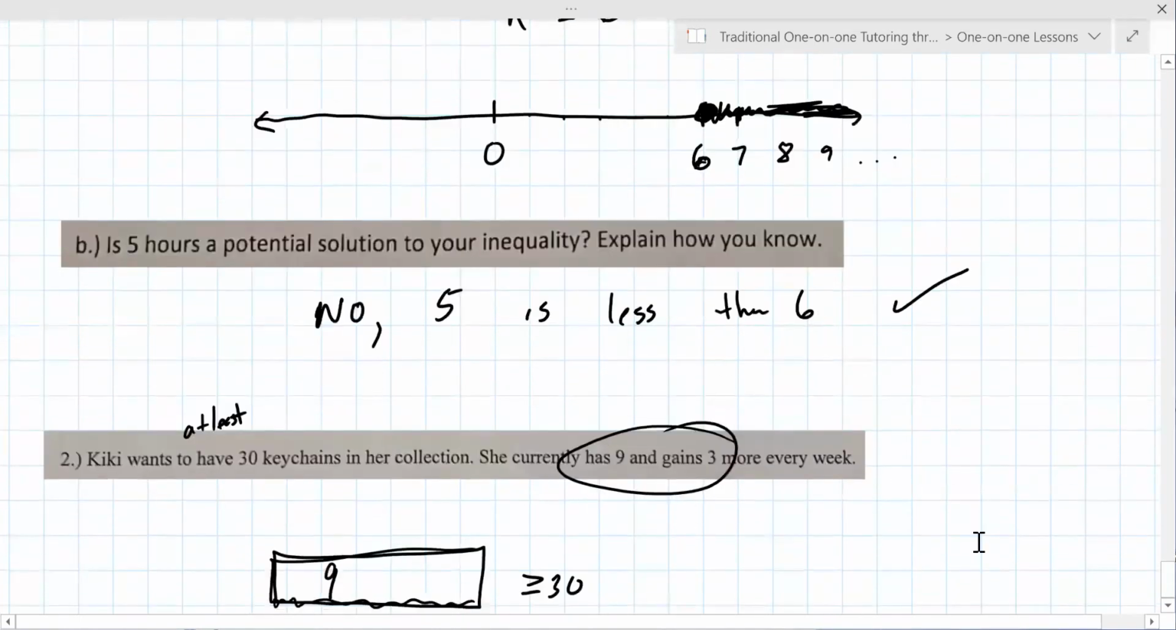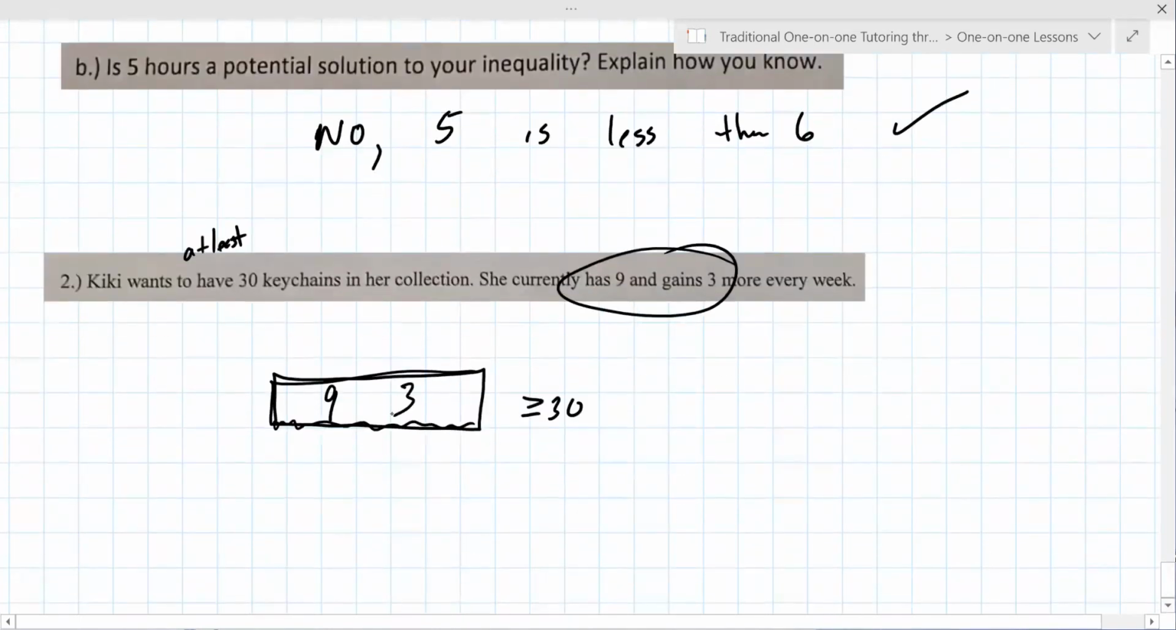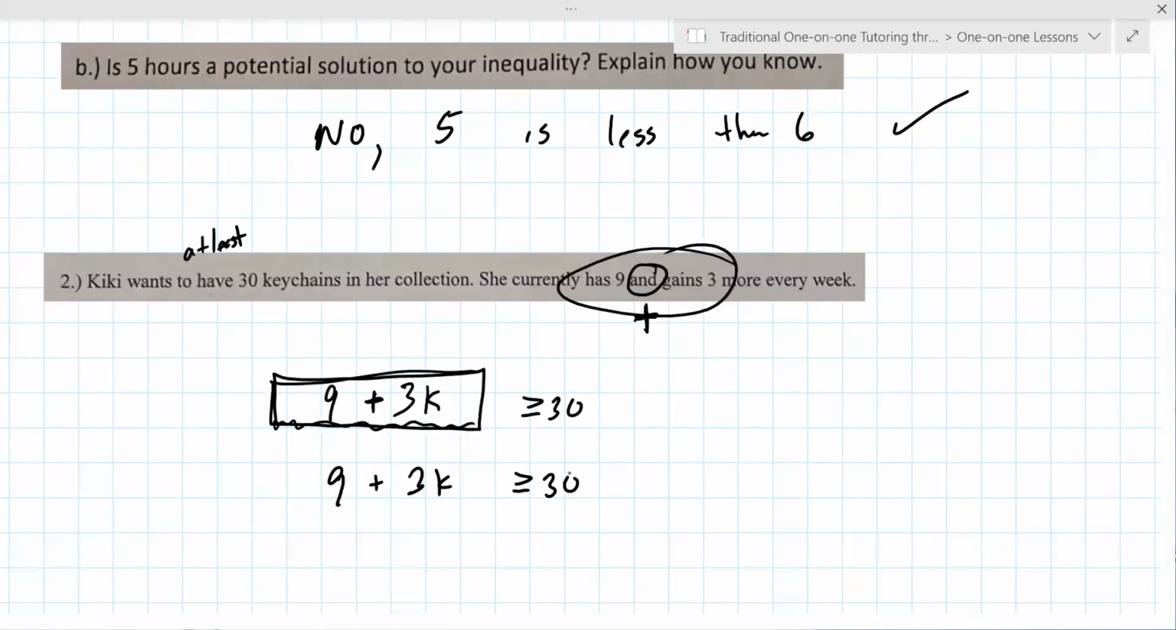So I'm asking you the same thing here. Like I can't just write 9 and 3. I need a math operator between them. What is that math operator? What does the and correspond to? Oh my gosh, I keep going blank. Plus. And is like a plus. Yeah. Okay. And then 3 keychains per week. Okay. So let me just write this inequality. And I want you to solve this on your own, please. Okay. Give that a try for me.